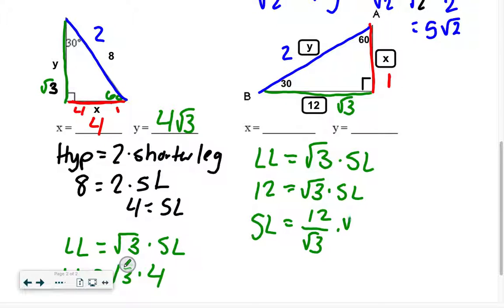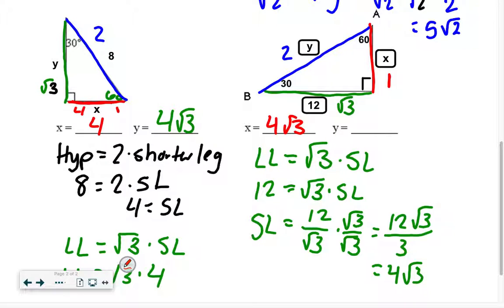Whatever's on the bottom. Make sure you multiply both top and bottom. This simplifies to, what do I get on top? 12 square root of 3. What do I get on bottom? 3, square root of 9 is 3. What does that simplify to? 4 square root of 3. Good. Twelve divided by 3 is 4. Leave the square root of 3. That is my, what is it, x? Right? So my x is 4 square root of 3.